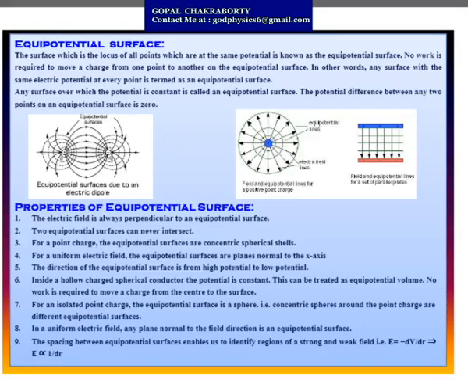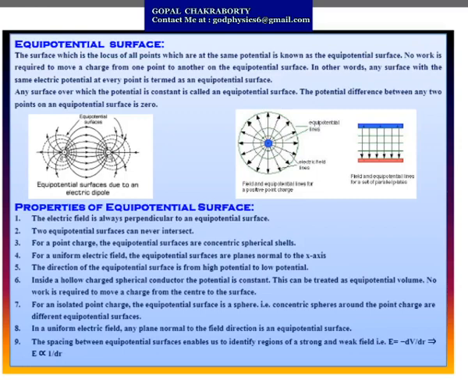As the potentials are the same, no work is required to move a charge from one point to another point on this equipotential surface. In other words, any surface with the same electric potential at every point is termed an equipotential surface. Any surface over which the potential is constant is also called an equipotential surface. This equipotential surface has different properties.